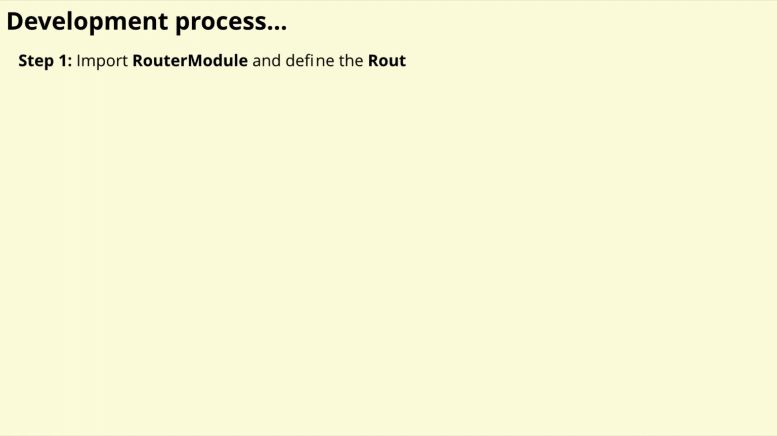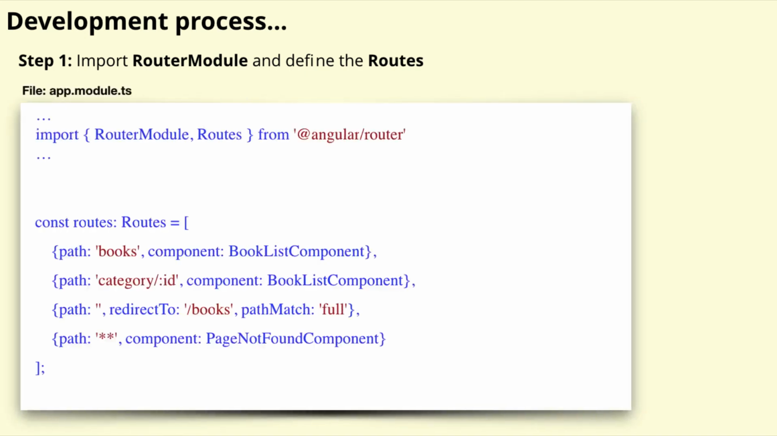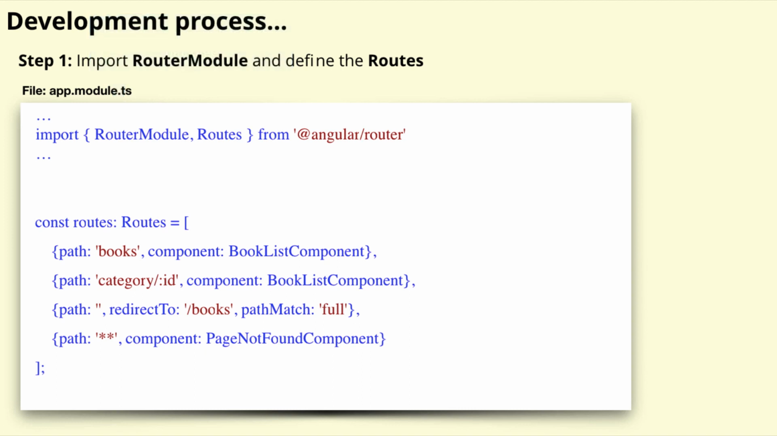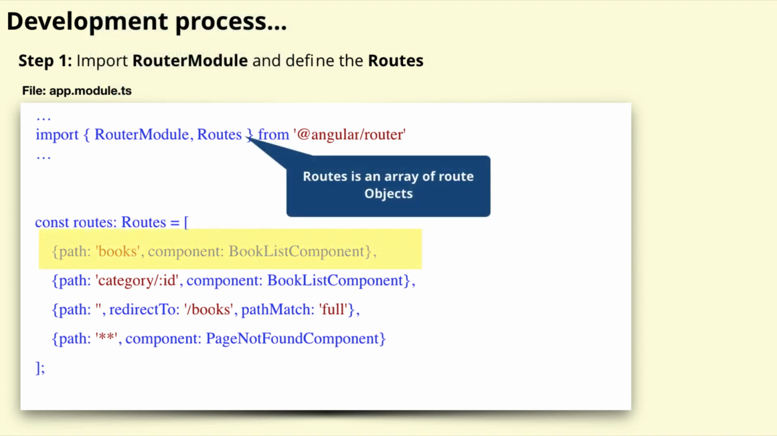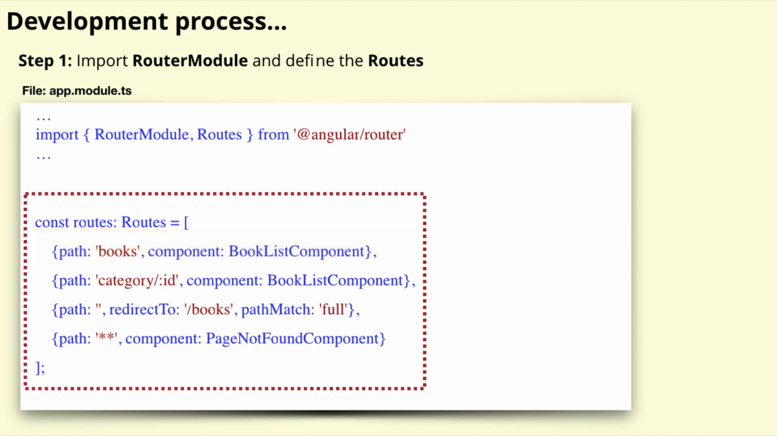Let's look at the development process. The first step is to import the router module and define the routes. Within our app.module.ts, we're going to import the router module from the Angular router package. Along with that, we are going to import the routes, which is nothing but an array of route objects. And down below, we are going to define the routes.